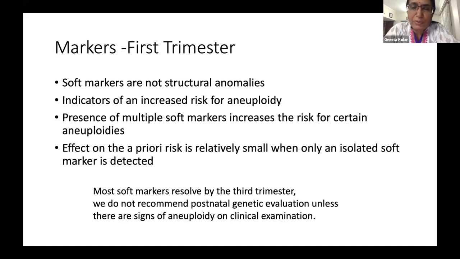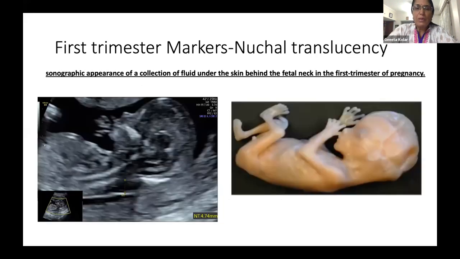The a priori risk for Down syndrome at the age of 35, I say, is about 1 in 250. So if I have an increased NT of 2.5 in a woman who is already of advanced maternal age, this increases the probability more than the same NT of 2.5 in an 18-year-old girl. So the effect on the a priori risk is relatively small when only an isolated soft marker is detected. Remember, most soft markers resolve by the third trimester. Hence, a postnatal genetic evaluation is not necessary unless there are signs of aneuploidy on clinical examination. So this is the first and most important marker, that is the NT.